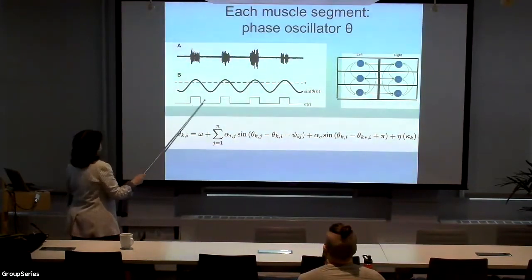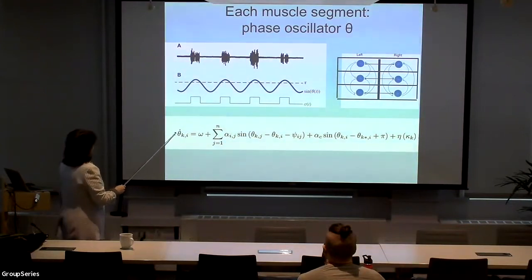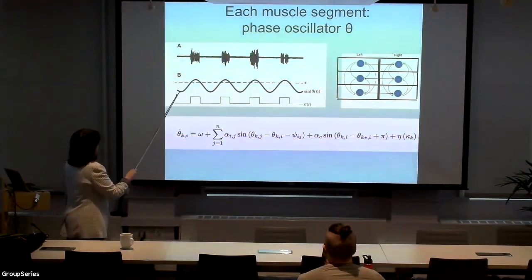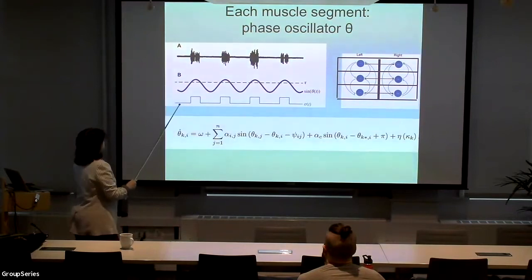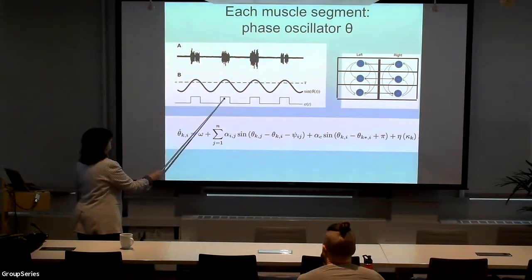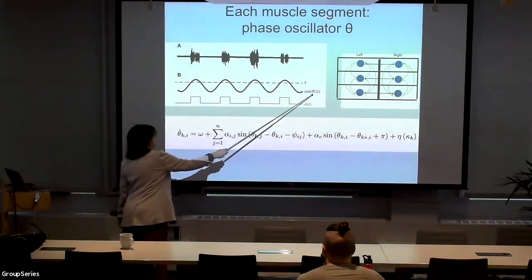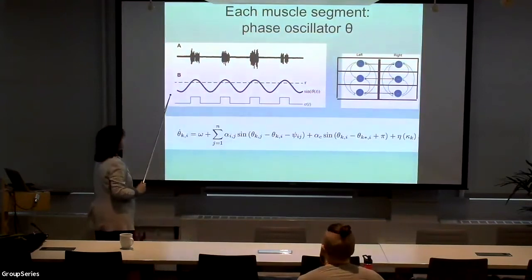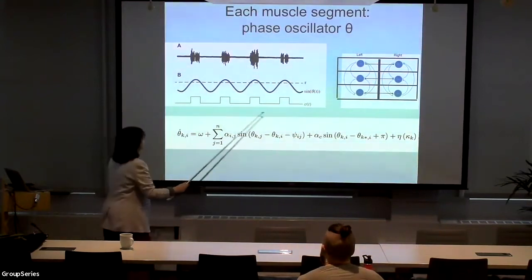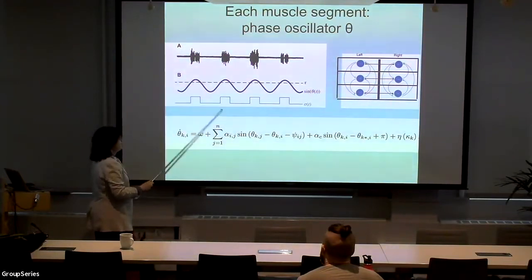If we then assign each segment an oscillator, we could come up with an on-off signal like this. So here we assign an angle theta. We take sine of that angle. We put in a cutoff that would determine the duty cycle, and then we get an on-off signal.